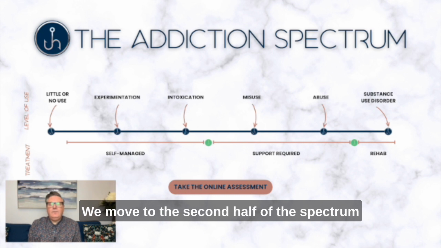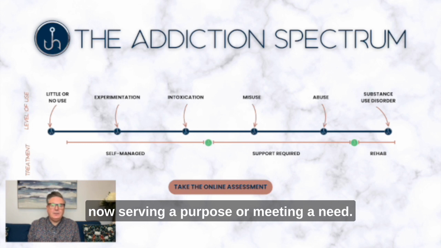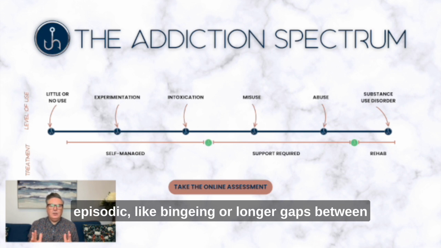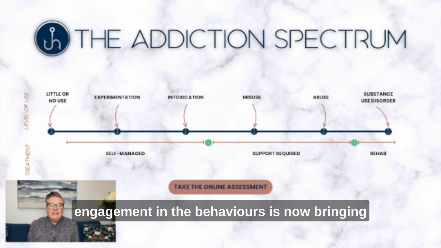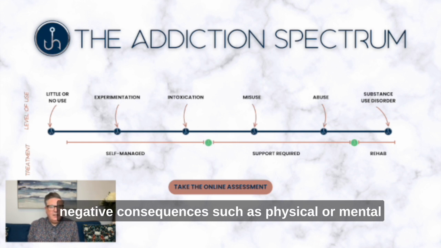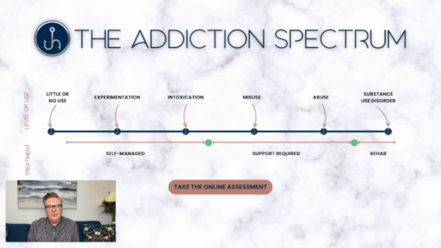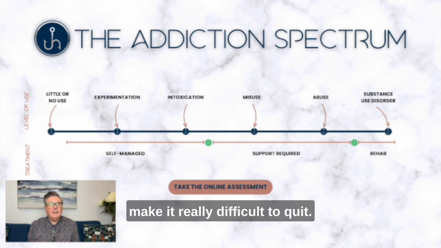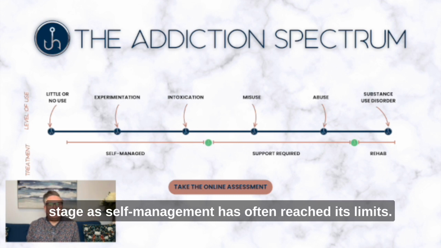We move to the second half of the spectrum and look at misuse, where your addictive behaviours are now serving a purpose or meeting a need. Use at this stage can be infrequent, episodic, like binging or longer gaps between use, but it also means that continued engagement in the behaviours is now bringing negative consequences such as physical or mental health problems, financial difficulties or relationship issues. Also, you could now be having cravings and tolerance and withdrawal symptoms, which can make it really difficult to quit. It is necessary to seek some professional help at this stage, as self-management has often reached its limits.